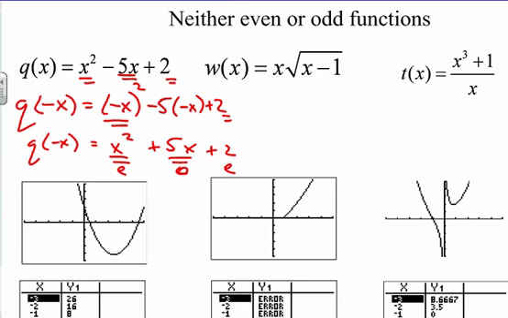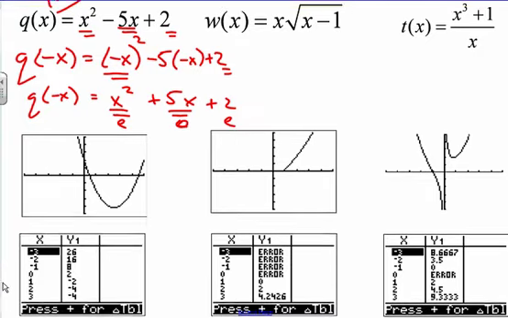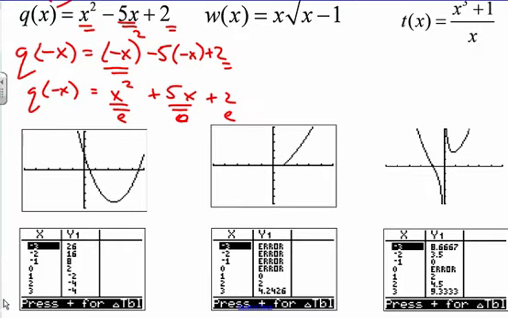They aren't all the same. They aren't all the opposite. So what we have here is a neither function. It is neither odd nor even. And that actually occurs more than probably odd and even functions. You can identify this because it has no symmetry. No symmetry over the y-axis, no symmetry over the origin. There's nothing. No symmetry.